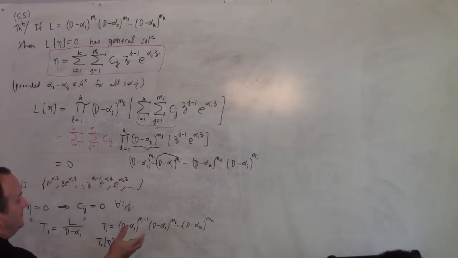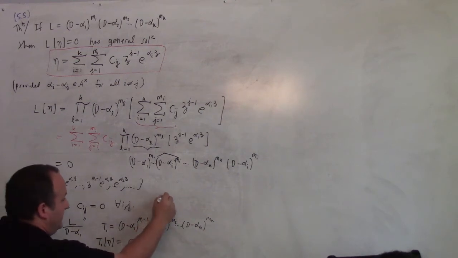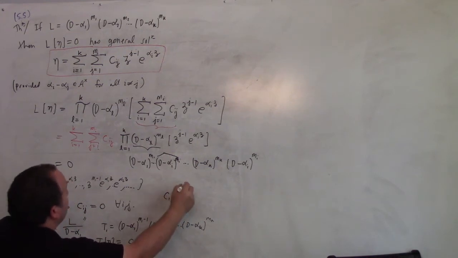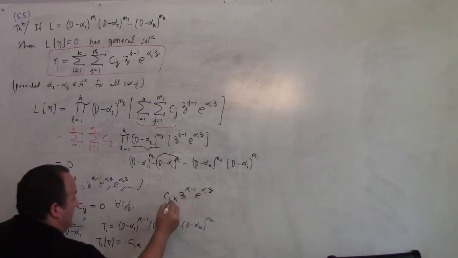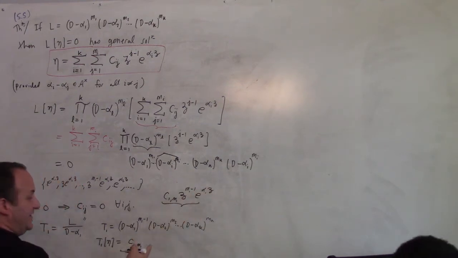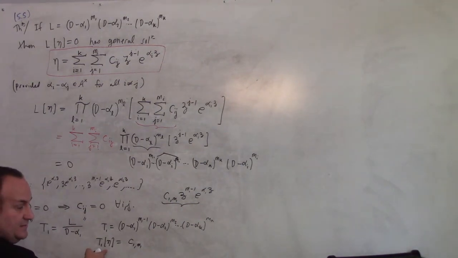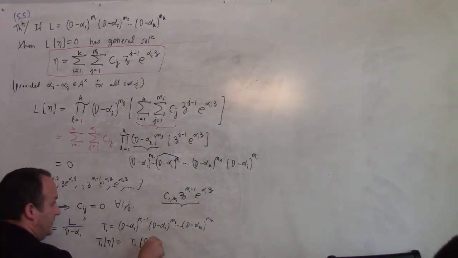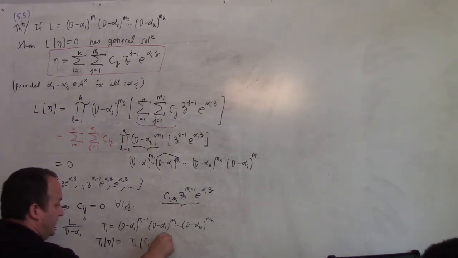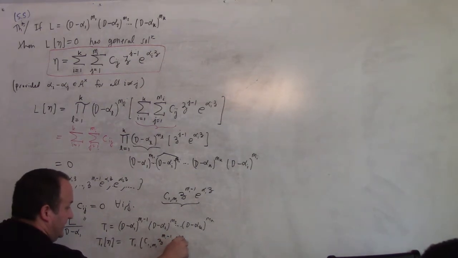The top term: we're tracking what happens to the C1 M1, and the function tied to that is zeta to the M1 minus 1 e to the alpha 1 zeta. So basically, this is the sole survivor of T1 acting on eta. This is T1 of C1 M1 zeta to the M1 minus 1 e to the alpha 1 zeta. That is the only term that doesn't just get killed by T1.